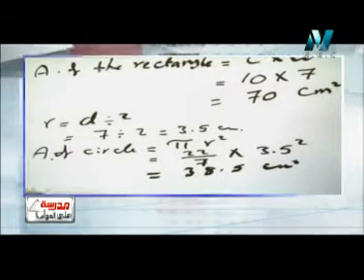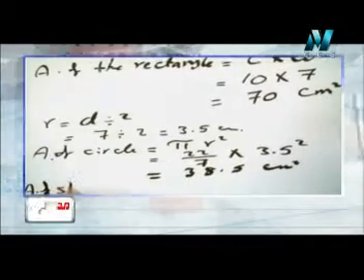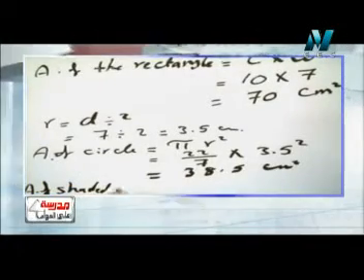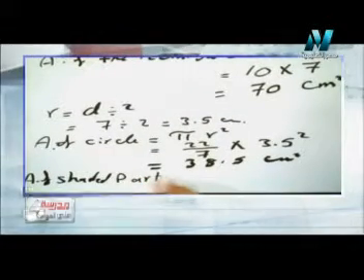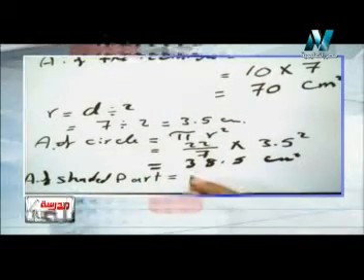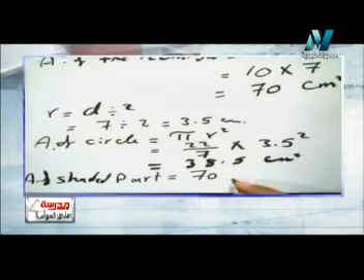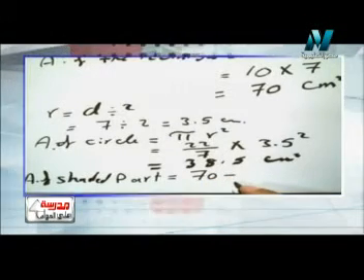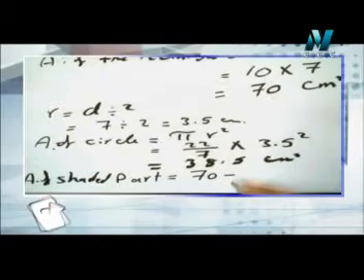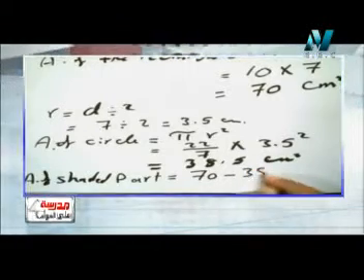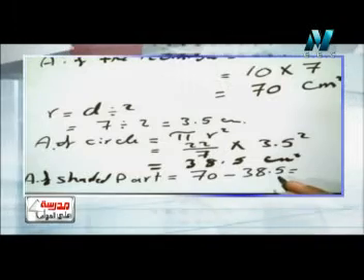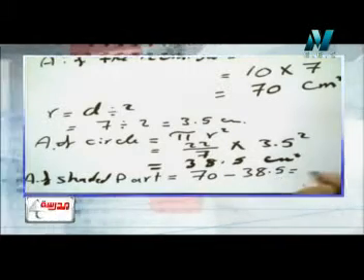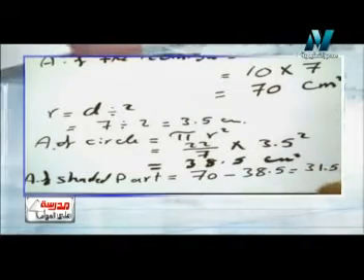Then, to find the area of the shaded part, we take the area of the rectangle, the whole shape, 70 centimeters square, minus the area of the circle, 38.5. The result will be 31.5 centimeters square.